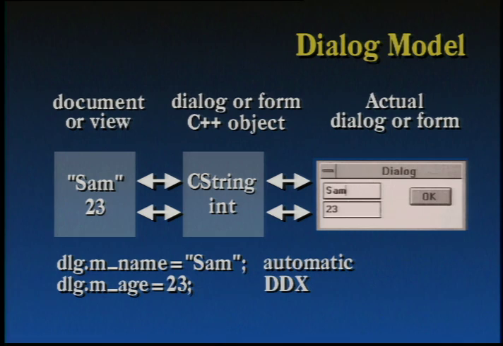You can then do an additional level of validation to update the values of the true data stored in your document or your view. So let me show you some simple examples of how we use this mechanism for both simple dialogs and more complicated database forms.